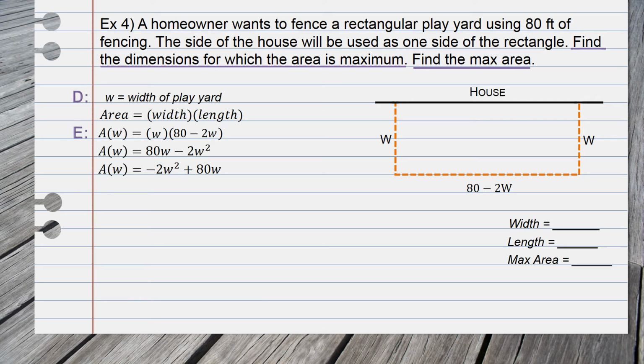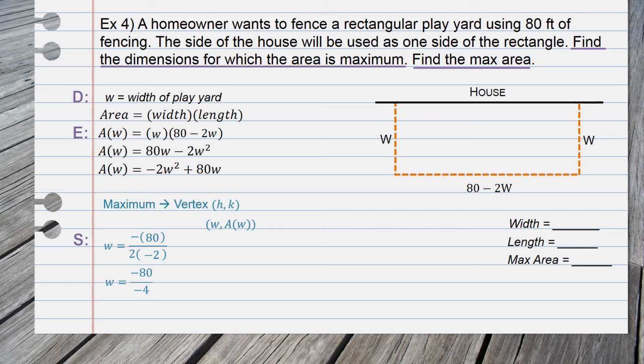Now, to identify the dimensions that maximize this, because it says maximum, that's giving you a clue that you have to find the vertex. Okay, maximum is a vertex. In this case, we're not using H and K. This time, our variables are W and A of W, which means we need to find the width, the H value. Well, of the vertex, H is represented by negative B over 2A. Well, look at our function. Our B value is the coefficient of W, which is 80. Our A is our coefficient of the W squared, which in this case is negative 2. So we clean up this fraction and we have negative 80 over negative 4.